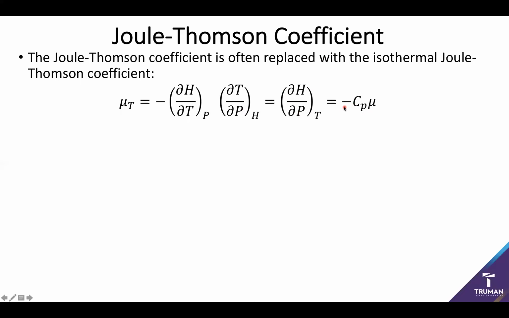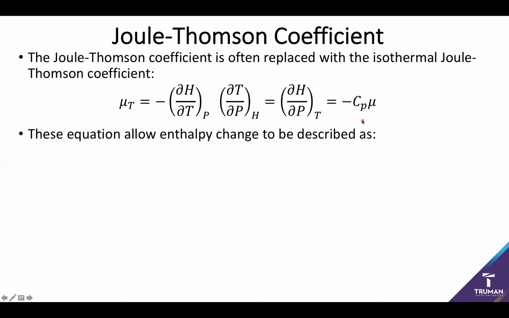So these are going to be related by negative Cp, but it does end up providing us a little bit of need to be very careful to watch your coefficients and make sure that you know when I say isothermal Joule-Thomson coefficient, this is going to be very different from our Joule-Thomson coefficient. Though again, they are related by a simple parameter. But one of the big advantages of these equations is that they are going to give us a more general description of enthalpy change.